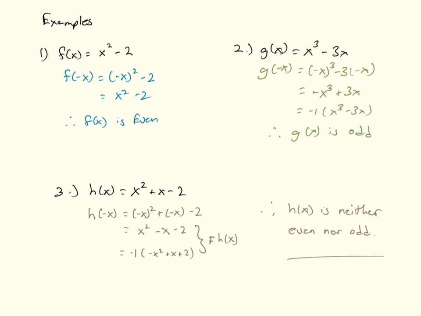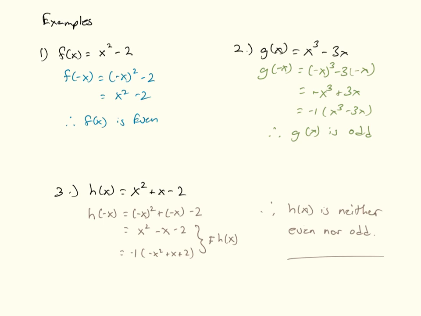So I look at that and I say, oh, I can pull out a factor of -1. So I have -1 times x cubed minus 3x. And x cubed minus 3x is what we started with. So therefore, because when I pulled the -1 out, this is what I started with, I know that g of x happens to be an odd function.